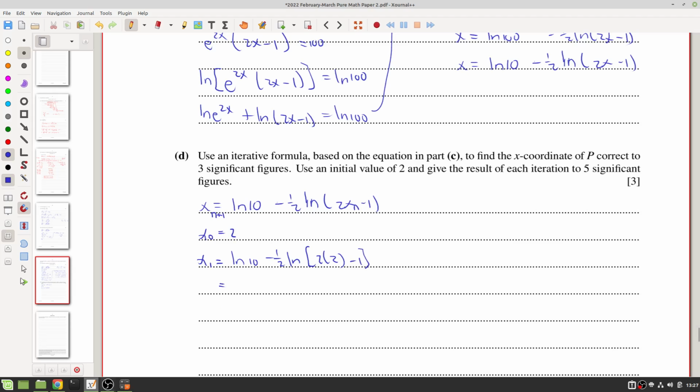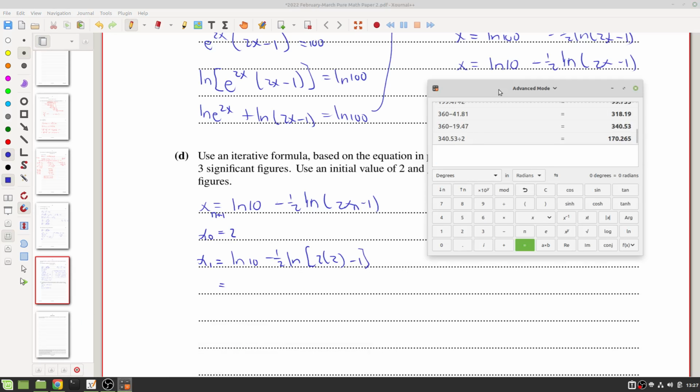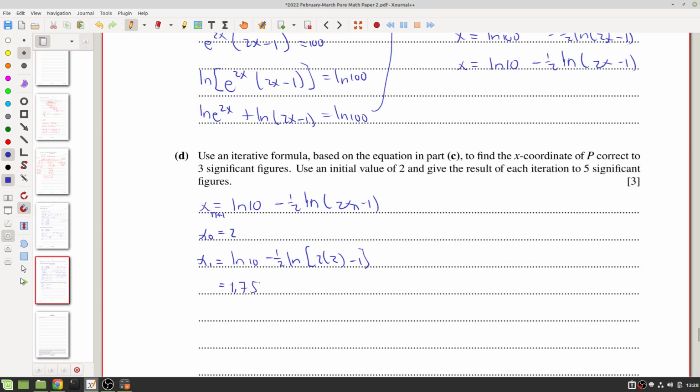Okay, so I'm going to need to type this whole thing in one time at least. So ln 10 minus a half times ln 2 times our other value, in this case 2, minus 1. Okay, 1.7533, correct to 5 decimal places.